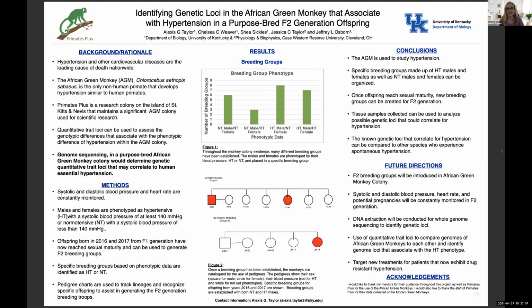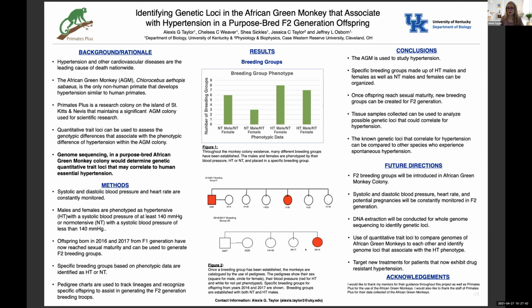So a mix of different normotensive males, normotensive females, normotensive males with hypertensive females, hypertensive males, normotensive females, and hypertensive males and hypertensive females. As you could probably guess, this hypertensive breeding group was the one we really looked at the most, right? And down here, like I mentioned, I'm working on creating an F2 generation. It's a big task. So these are some of the pedigrees that I've started working on for this F2 generation.